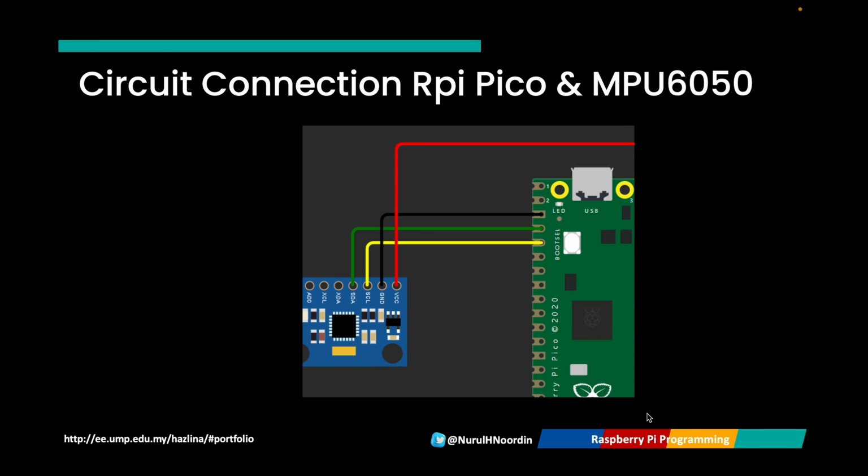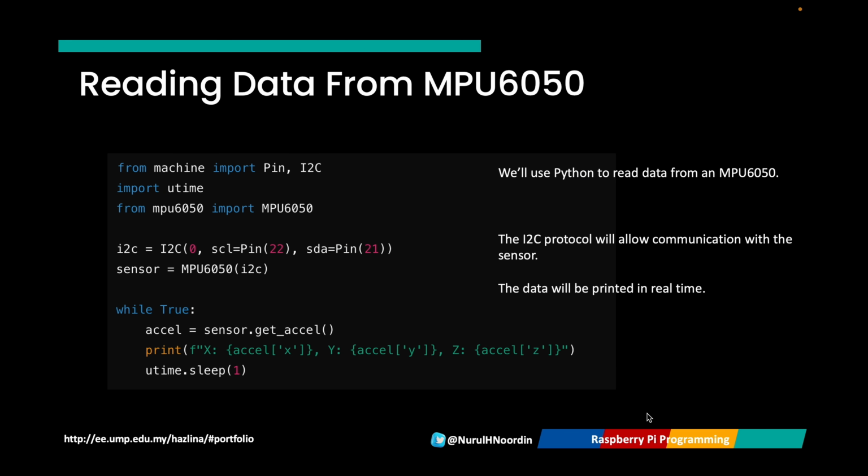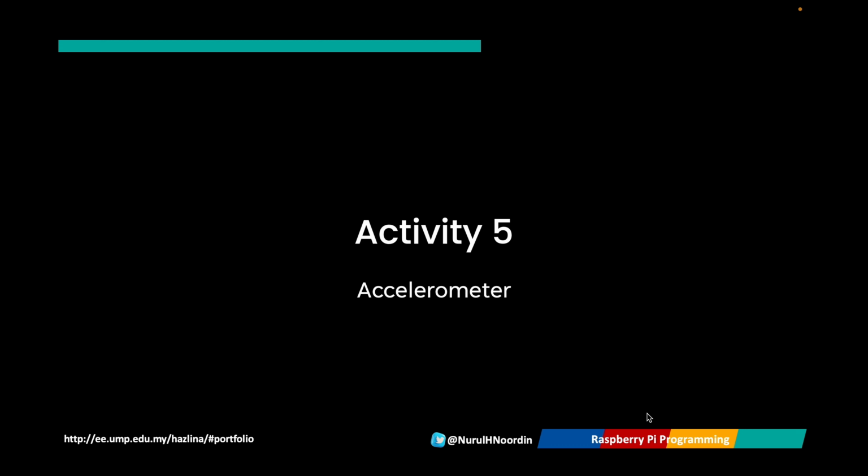This is an example of how to connect your accelerometer with Raspberry Pi Pico. Here is an example of a Python script to read data from MPU6050. The Python script initializes I2C connections and reads real-time acceleration data from the MPU6050 sensor. The sensor provides X, Y, and Z axis readings, which can be used to detect motions and orientation changes. Let's move on to Activity 5 using accelerometer with UMPSA STEM Cube.